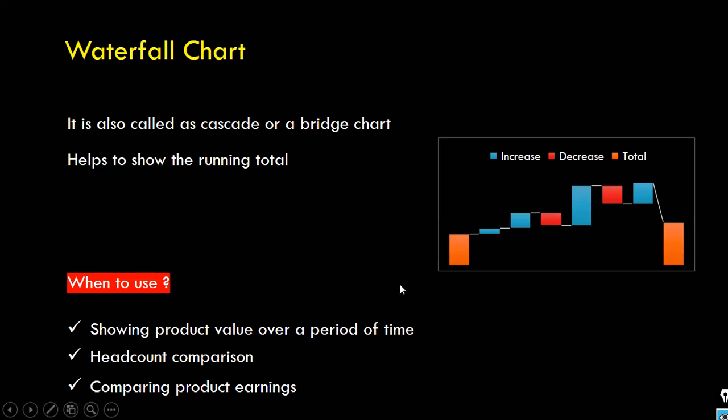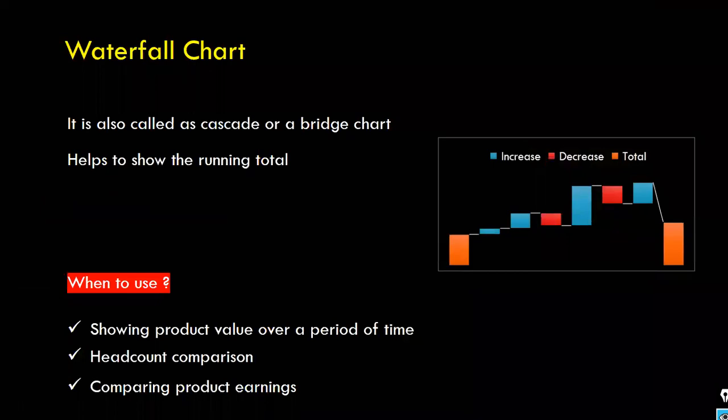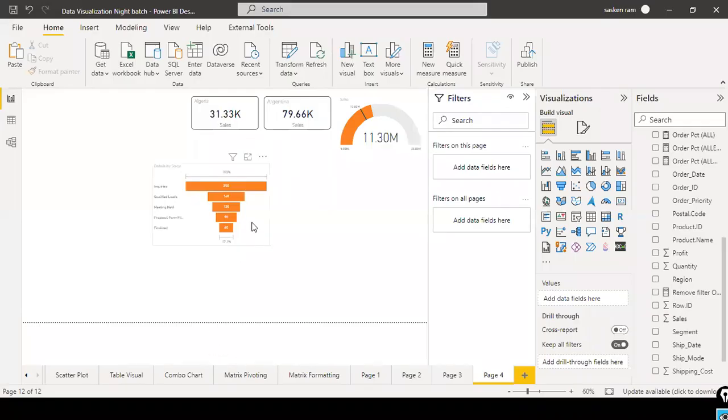And the next one is, in the case of a product, you launched a product in 2019, and initially what is your sales? Your sales is going up slightly, and then you made some changes, introduced some new features, and it went up. Again it fell down because of the competition, and now it is going up. And currently, what is the market value? Head count comparison, comparing product earnings. In that kind of situation, waterfall charts are very helpful. We will quickly take a look at the waterfall chart here. And this is the waterfall chart.